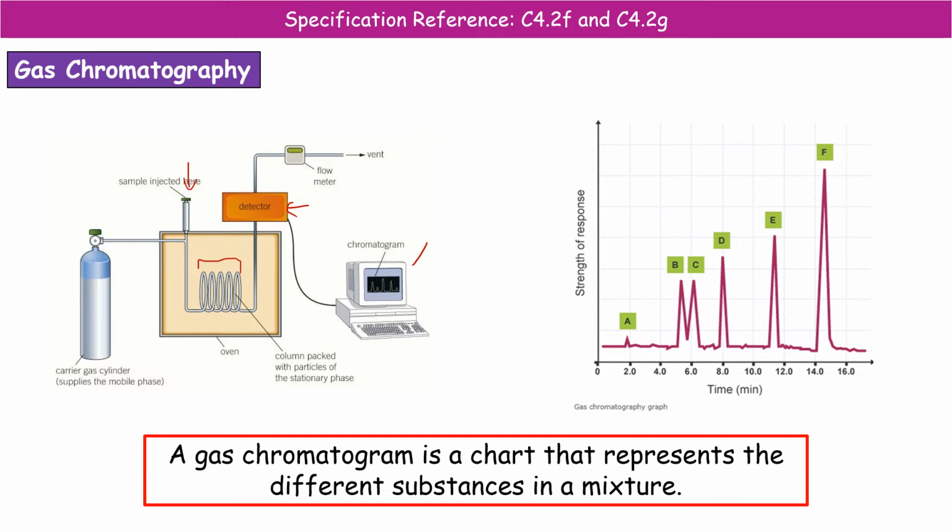That then gives us a little picture on our computer screen called a chromatogram, and we will see peaks wherever there is a substance. So here's our chromatogram, and what this is doing is it's showing us the different substances in a mixture. Each of these peaks represents a different substance, and the height of the peak shows us how much of it was present. So what we can see from this is we've got 1, 2, 3, 4, 5, 6 different substances in our sample, and substance F was in the greatest quantity because it's the highest peak.